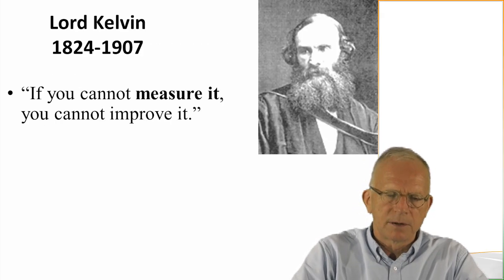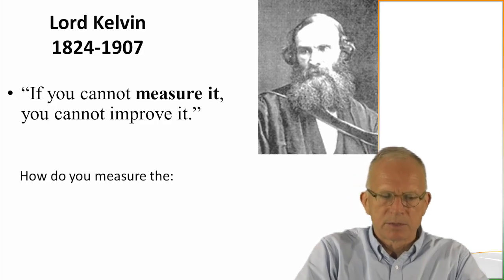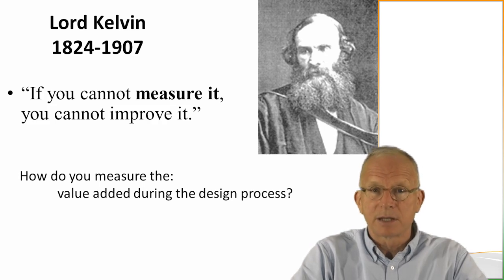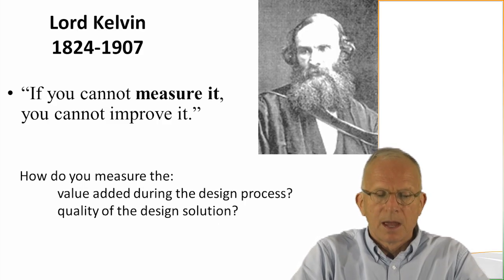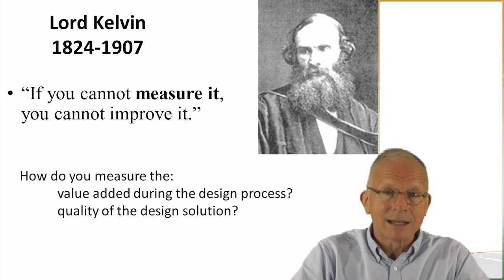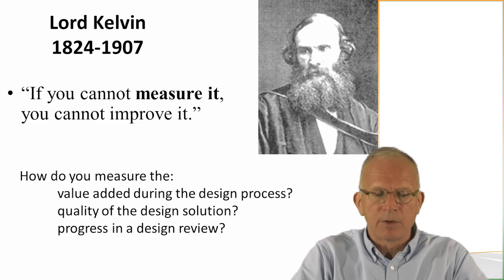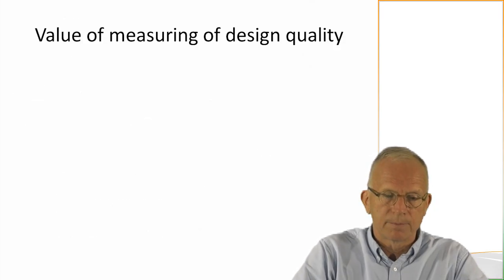But here's something to consider. According to Calvin, if you cannot measure it, you cannot improve it. So let's think about this in regard to, say, the value added during the design process. How do we see what the value is during the design? How do we measure the quality of a design solution? And how do we measure progress in a design review? If we can't measure these things, according to Calvin, then we can't improve them, or at least we can't know if we've improved them.